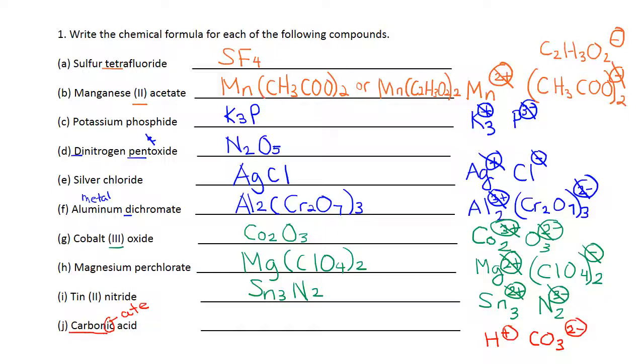So +1, -2 doesn't balance out. You need 2 hydrogen to make it +2 here. So carbonic acid should be H2CO3. And just to be technical, usually acid is in aqueous solution, so I'm going to go ahead and put AQ in there. Let's do a few more problems.